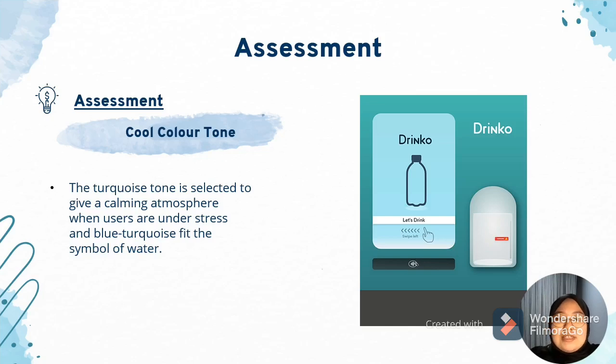The final stage of the UX design guideline is the assessment stage. The assessment stage focuses on how the interface design supports users in determining whether the interaction is turning out right. So something that we applied for the assessment stage is a cool color tone. The color that we choose is a cool color tone and it is in the shade of light blue to turquoise. The color is calming and represents the color of water itself.